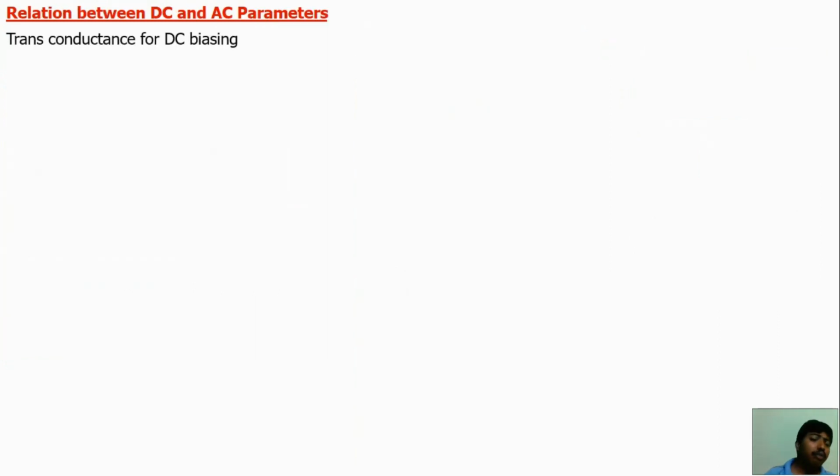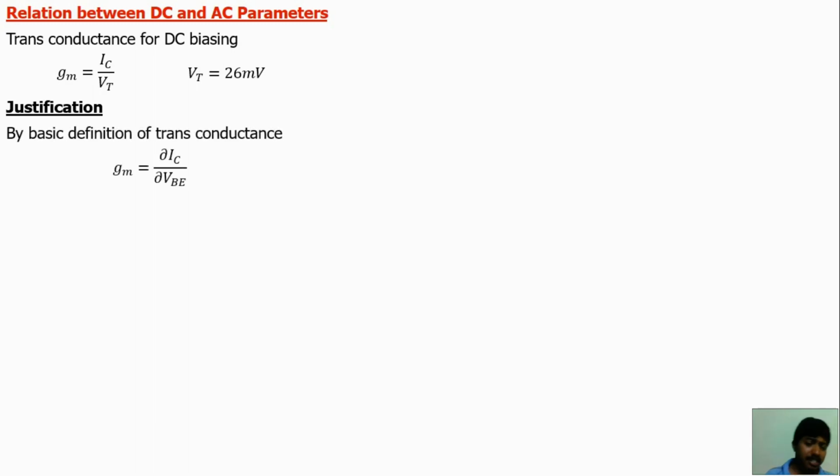The transconductance for the DC biasing is gm. We know that conductance means the inverse of resistance, so current by voltage. For DC biasing, transconductance gm is equal to IC by VT. IC means collector current, VT means thermal voltage. For BJT and diode, thermal voltage VT is equal to 26 millivolt. We should remember this formula, or otherwise the justification for this is the basic formula for transconductance: gm is equal to change of collector current to change of base emitter voltage. We know the collector current equation: IC is equal to I naught e power VBE by VT.